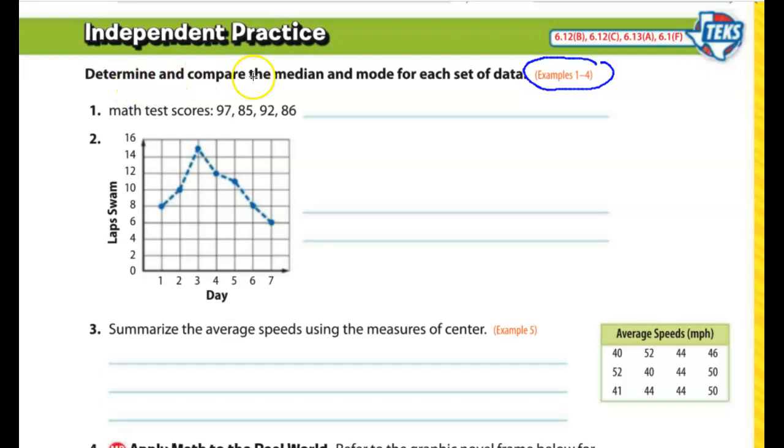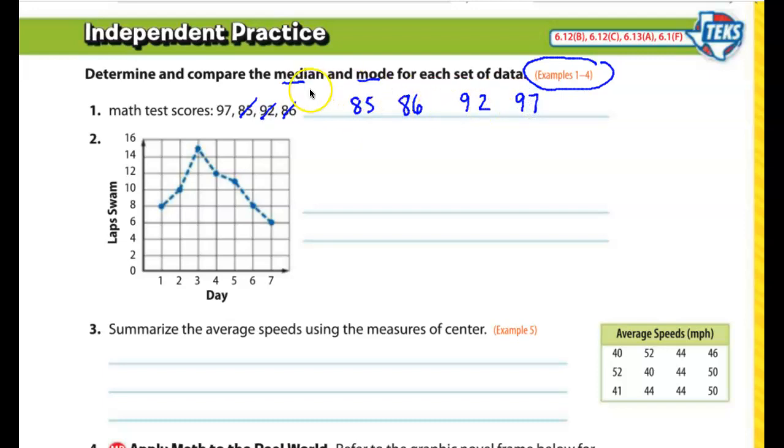Okay. So we're going to determine and compare the median and the mode. So we're going to have to do two things for number one. The list of data are math scores 97, 90, 97, 85, 92, and 86. The very first thing we're going to do is put this in order from least to greatest. So the very lowest value is going to be 85. Okay. And then we're going to cross that out, and we have 86, and then 92, and then 97. Okay.